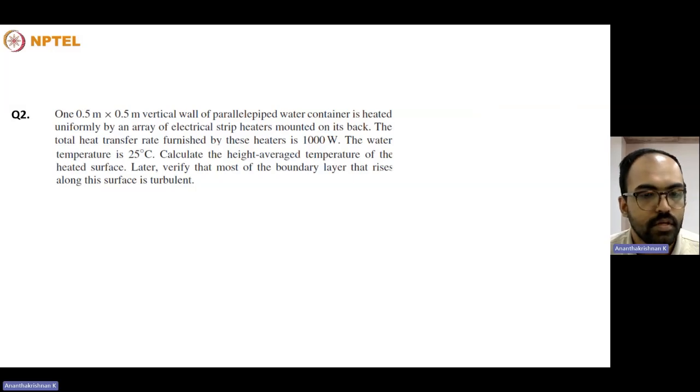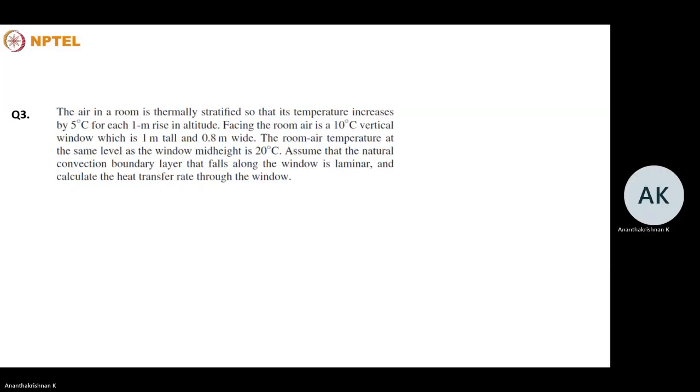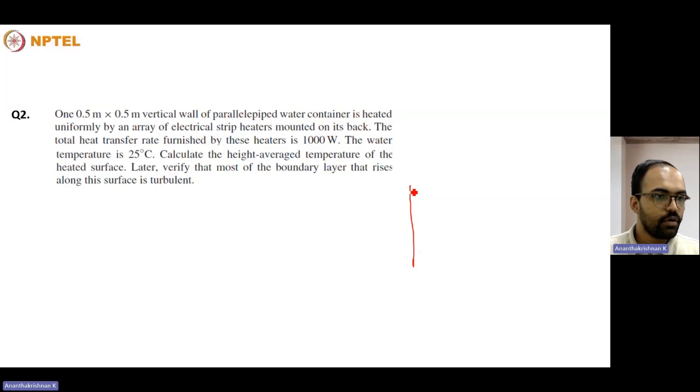So this problem is regarding a 0.5 by 0.5 meter vertical wall of a parallelepiped water container. It is a vertical surface, a vertical wall with chips mounted on the back of it. The heat transfer to the water is given as 1000 watts, the temperature of the fluid is 25 degrees Celsius, and the width and the height are given as 0.5.